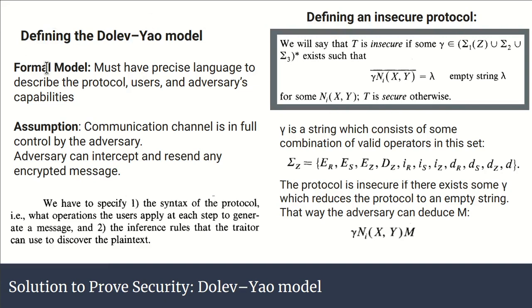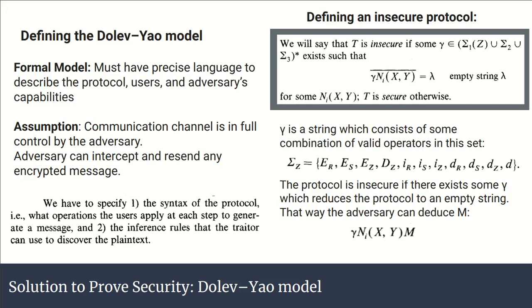In order to have a formal model, we must have precise language to describe the protocol and the users' and adversaries' capabilities. For example, one assumption is that the communication channel is in full control by the adversary. The adversary can intercept and resend any encrypted message.